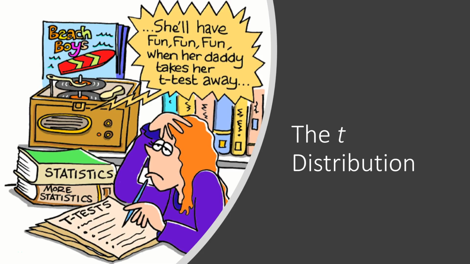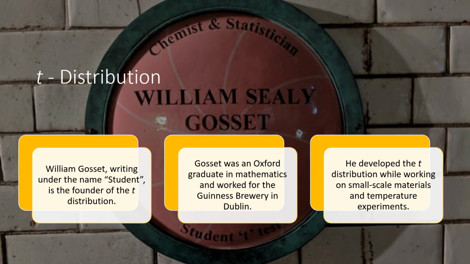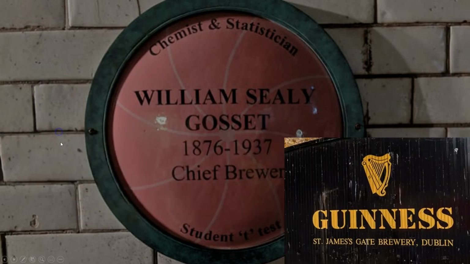Now we have arrived at the discussion of the t-distribution. So a little bit of background on the t-distribution. It was developed by William Gossett, who was writing under the name Student. And basically what he was trying to do was figure out ways to do quality control between batches of beer being made at the Guinness Brewery. So he was looking at small scale materials and different temperature experiments.